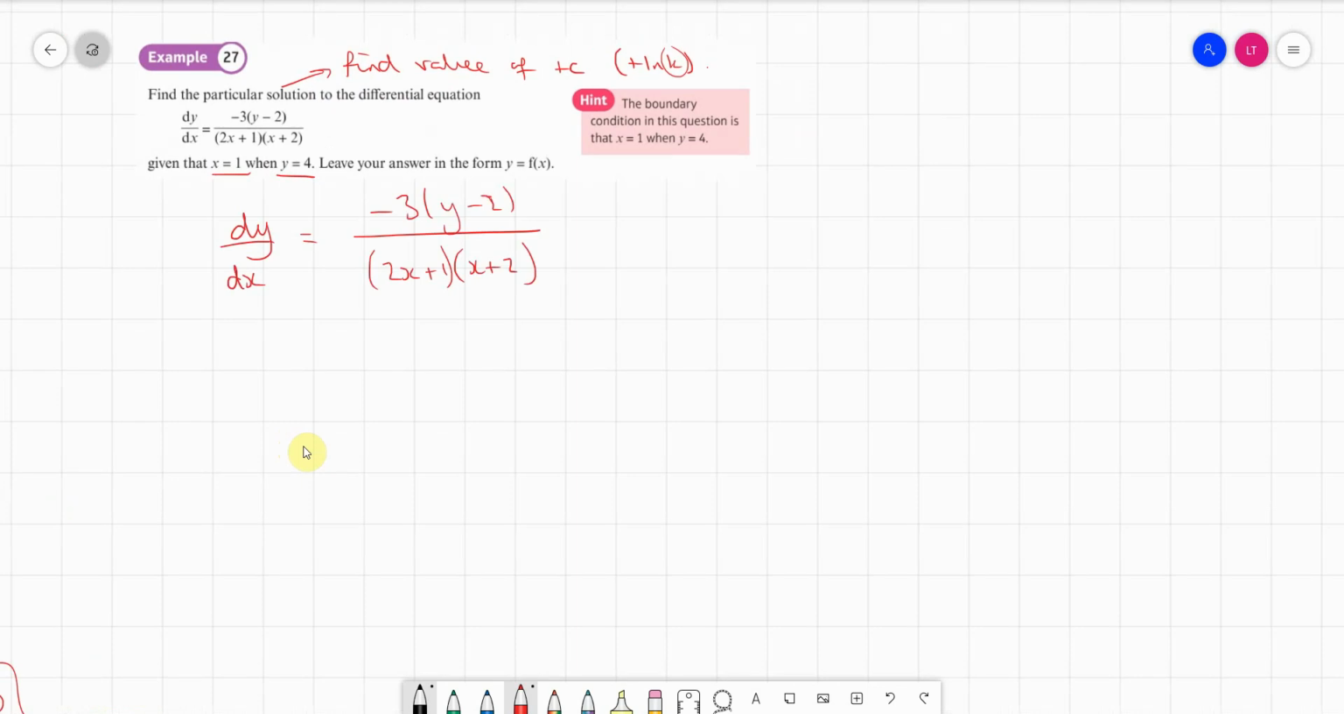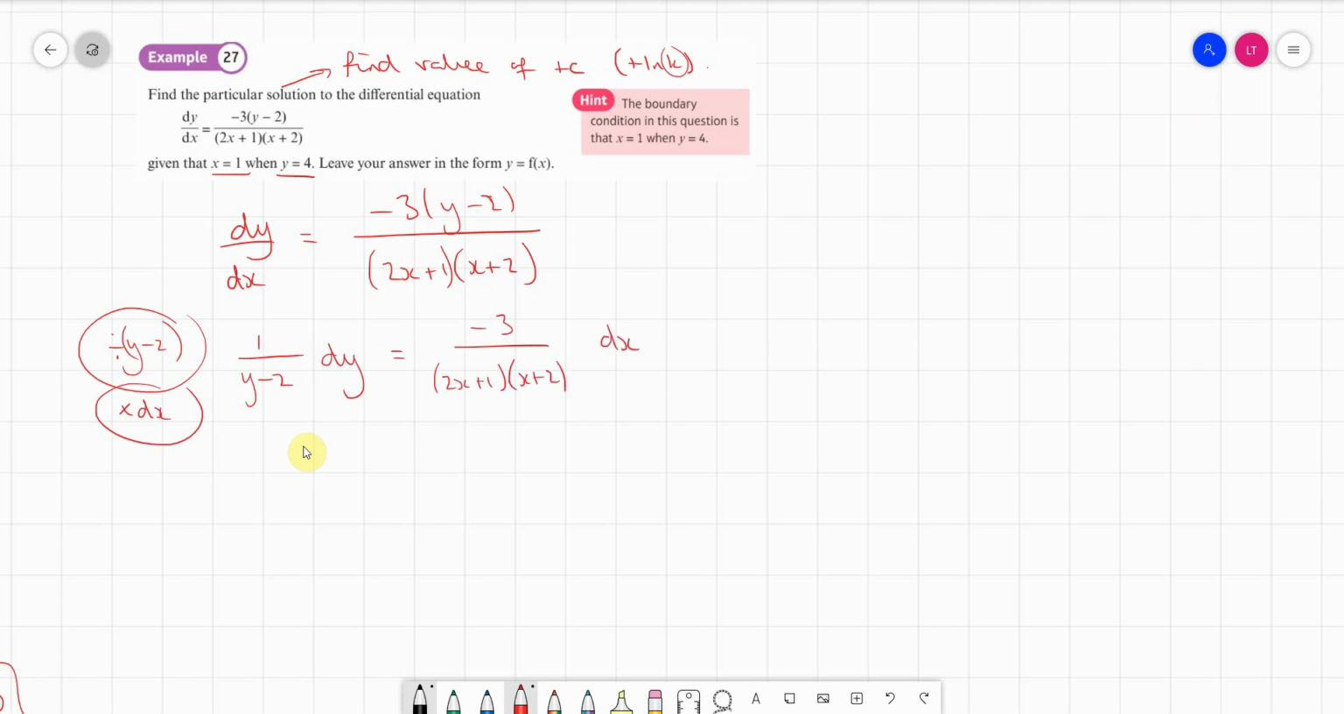Okay, first of all I need to get it to say something dy equals something dx, with the same letters either side. So if I divide by y minus 2, and at the same time I'm going to times by dx, that gets me 1 over y minus 2 dy equals minus 3 over the stuff on the bottom of the fraction, dx. Yep, so that's popped over there. Sorry, this has popped over there, and the y minus 2 has popped over to the other side.